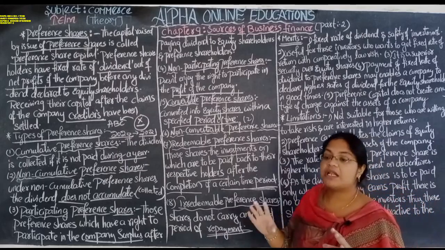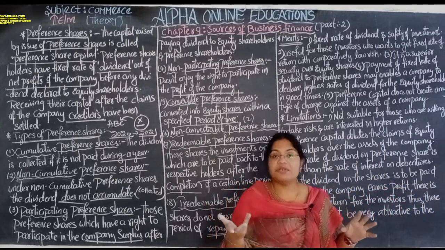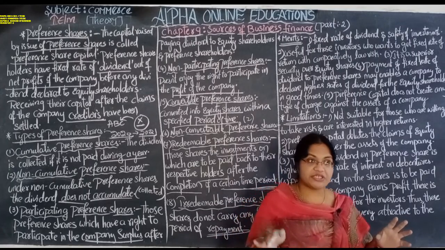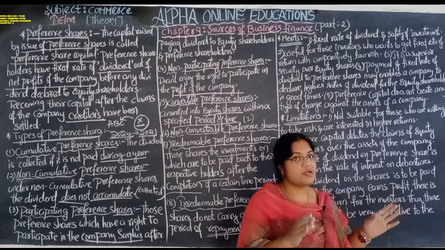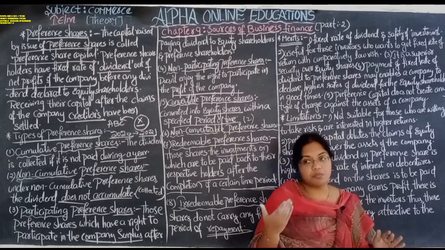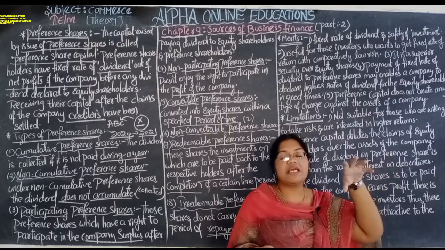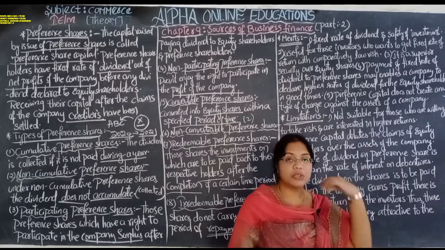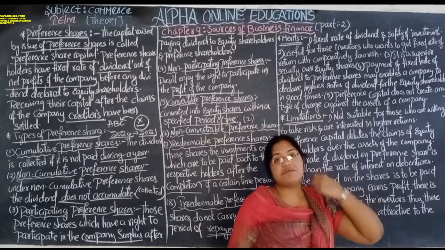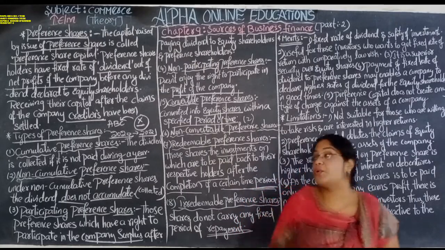First the company will pay the amount to the creditors, after that it will pay the fixed dividend to the preference shareholders. So after paying the preference shareholders, in good times, if the company gets more profit, at that time the equity shareholders will get good returns.